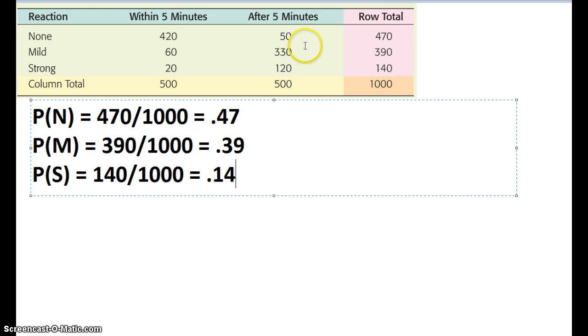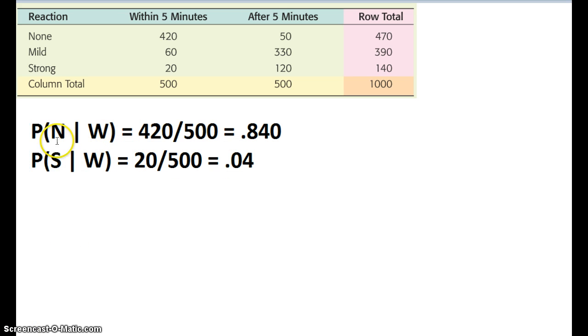Part A of number 12 asks you to find the probability of no reaction, a mild reaction, and a strong reaction. Just use the numbers from the table. For no reaction, there were 470 people out of the total 1,000. So the probability that someone would have no reaction is 0.47. Mild reaction, there were 390 out of 1,000, 0.39. For a strong reaction, there are 140 people out of the 1,000, so 0.14.